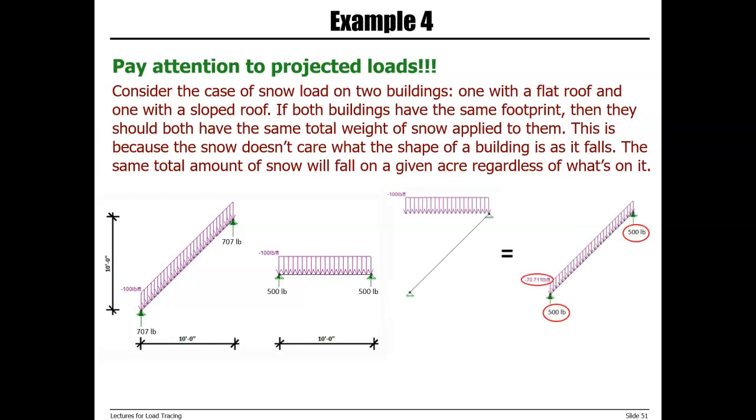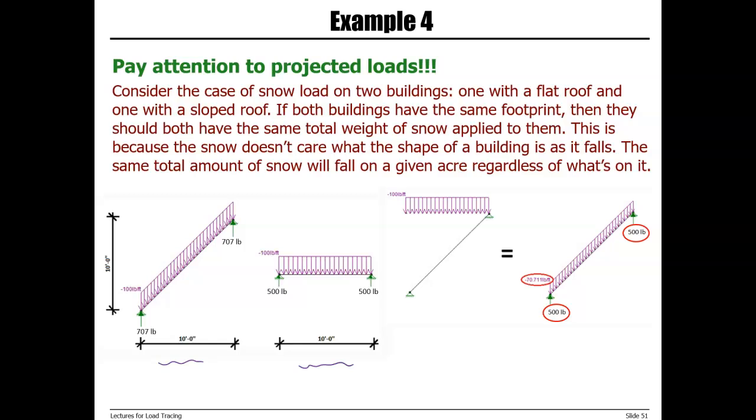So before we move to the next step with the load tracing of this structure, let's review projected loads. Consider the case of a snow load on two buildings, one with a flat roof and one with a sloped roof. If both buildings have the same footprint, then they should both have the same total weight of snow applied to them. This is because the snow doesn't care what the shape of a building is as it falls.